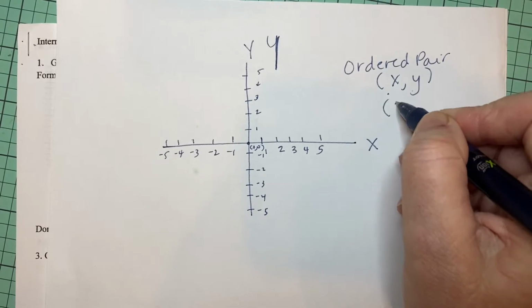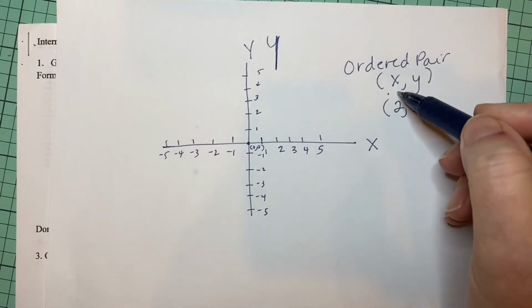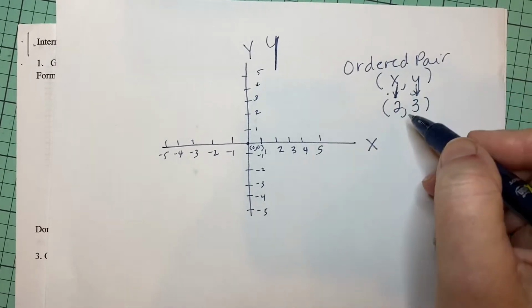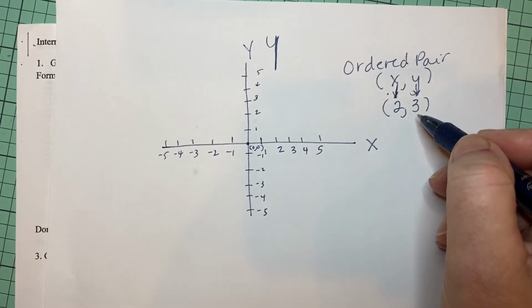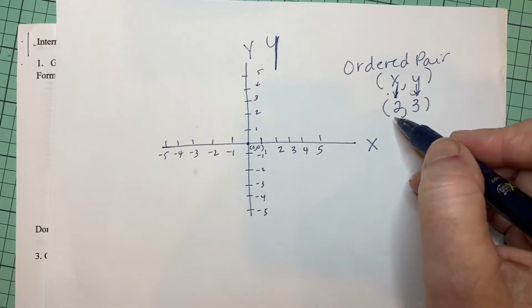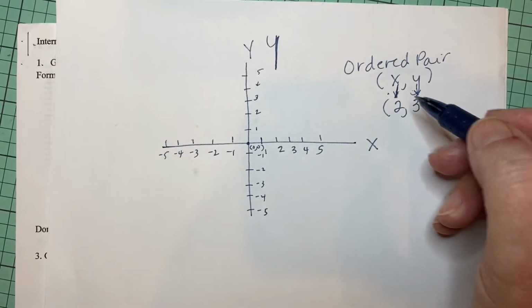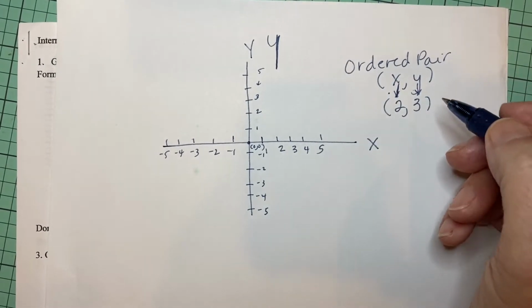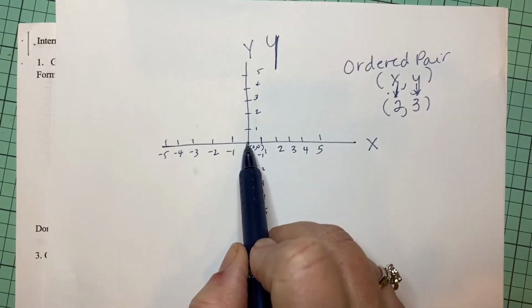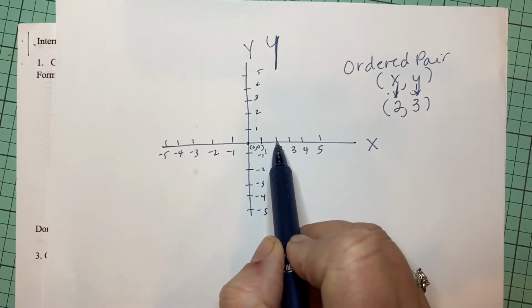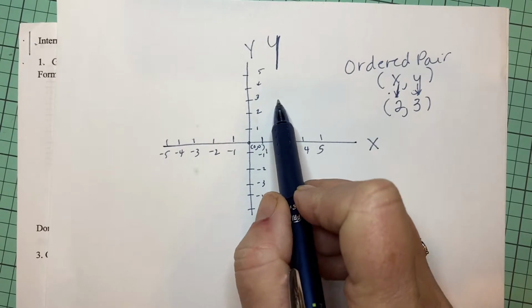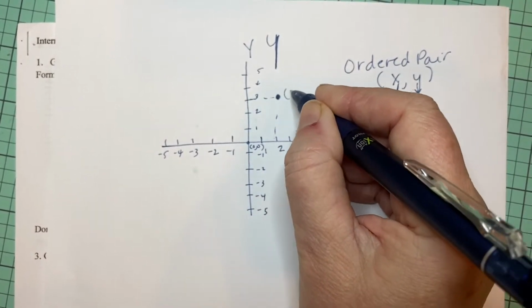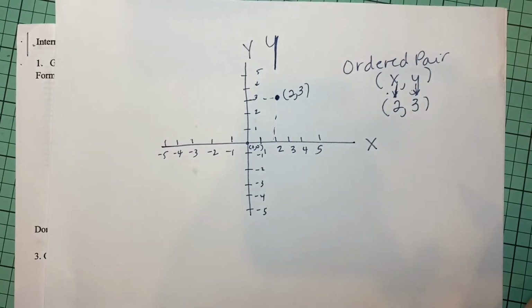So if you had the ordered pair (2, 3), this tells you to go 2 on the x-axis and then 3 on the y-axis, and you do both of those things before you draw a point. It's kind of like giving you directions where you go 2 blocks and then you turn left and go 3 blocks. You don't reach the destination until you do both. So to get to the point (2, 3), I would start at 0, go to 2 on the x-axis, and then up 3 on the y-axis, and where those two intersect is your point.